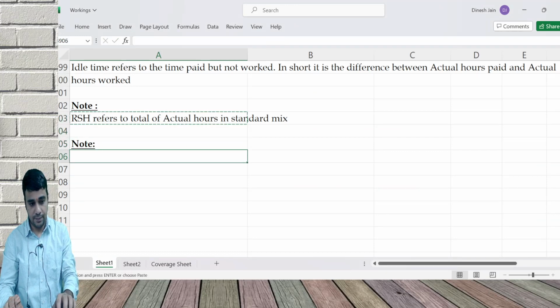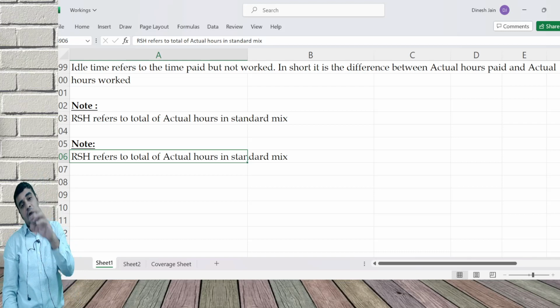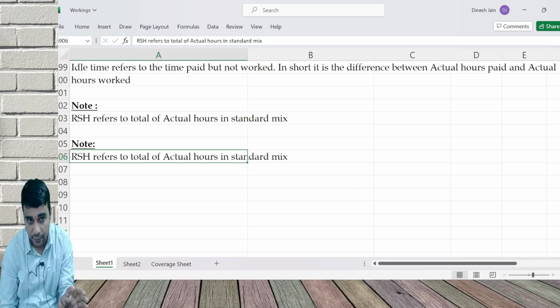Listen for a minute. Same note only I have to write. But the problem now is, if I ask you what is actual hours, you'll have to answer. There's an actual hours worked, there's an actual hours paid. When you did situation 3, we had actual hours only. So when you do situation 4, when you have multiple labor with idle time... with single labor with idle time, I don't have a problem because I don't calculate RSH. In single labor, we don't calculate RSH. And when we have multiple labor without idle time, I don't have AHW and AHP. This AHW, AHP, RSH combination is there only for situation 4.